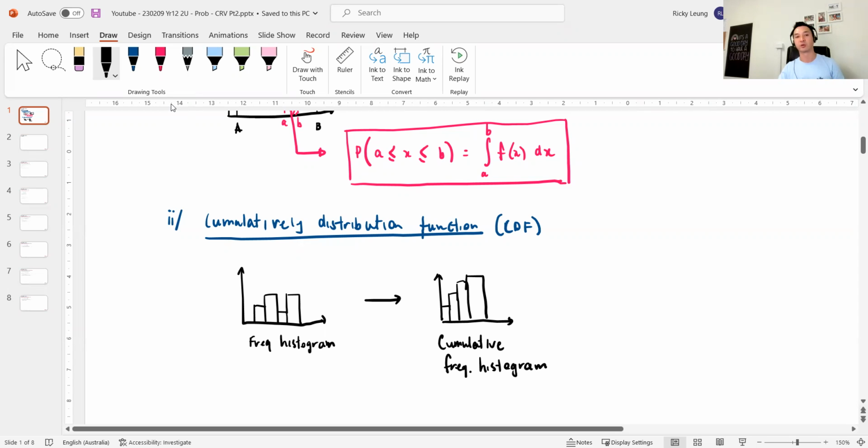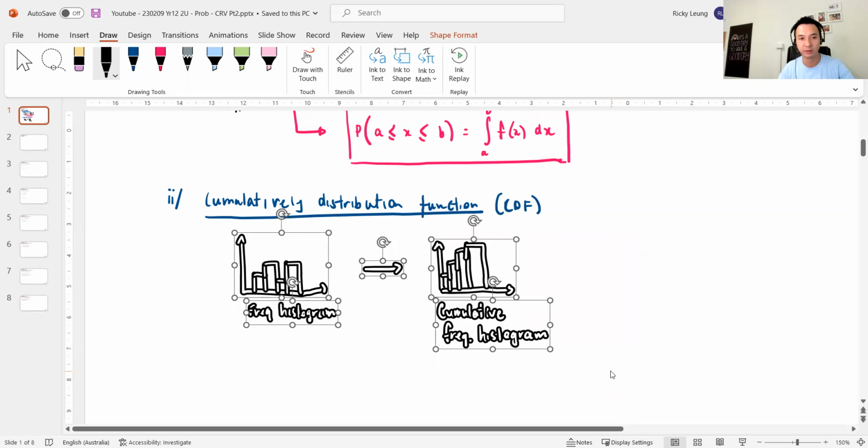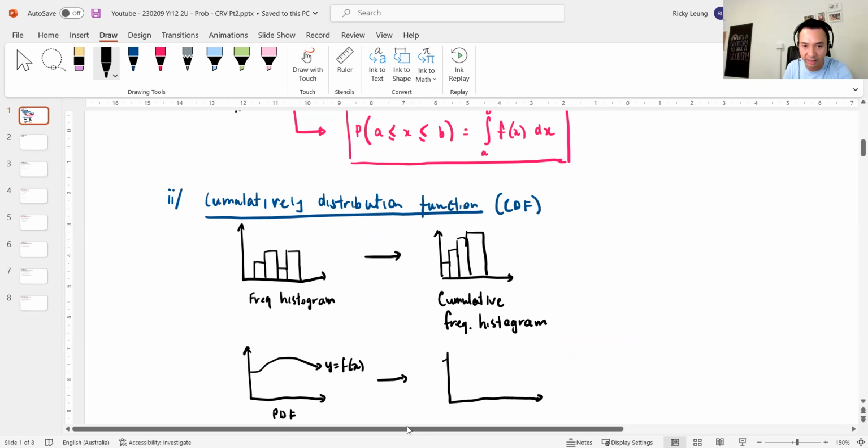So the analogy is very strong. For example, if I gave you a PDF function that looks like this, so this is y equals f(x), a probability density function, I can sketch a CDF function based on this.